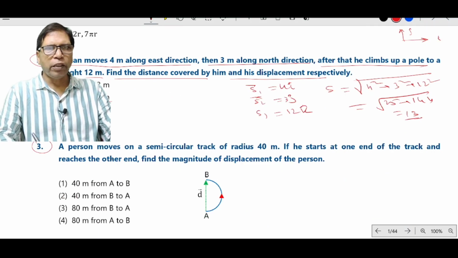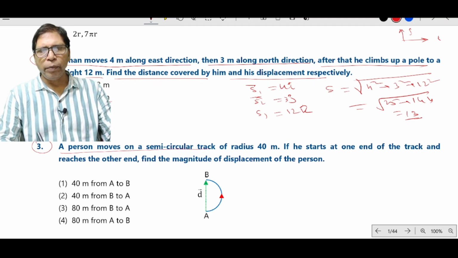Look at this, question number 3. A person moves on a semicircular track of radius 40 meter. This is the semicircular track of radius 40 meter. If we start from one end of the track and reach the other end, find the magnitude of displacement of the person. Here displacement is the diameter. Radius is 40 meter, diameter is 80 meter, and the direction of displacement is from initial point to final point. So A to B, 80 meter, option 4 is correct.